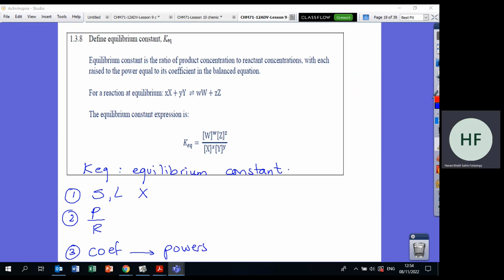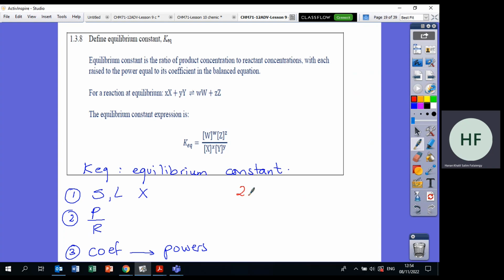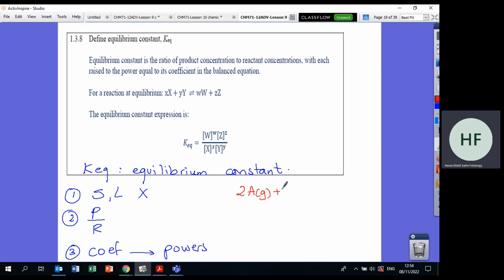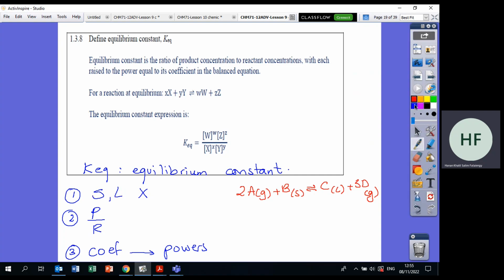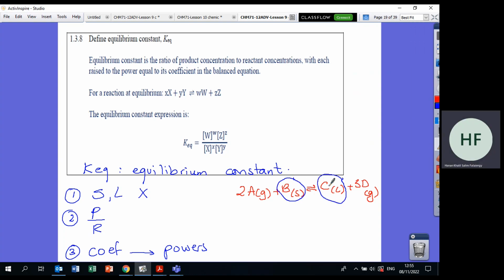Okay, let me give you an example. If you have this question, 2A gas plus B solid is in equilibrium with C liquid plus 3D gas. Now I want you to write for me the KEQ expression. Remember, solids and liquids should be cancelled. So who will be cancelled? This solid and this liquid.